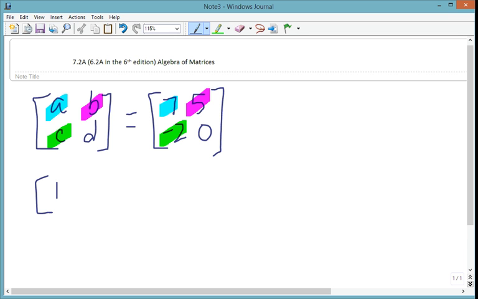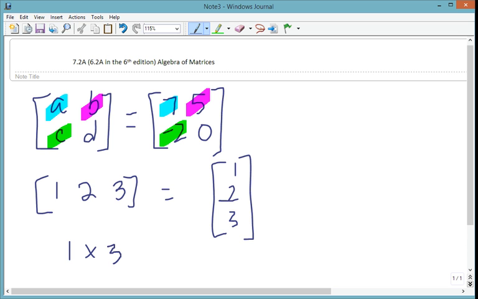If I have two matrices that are not the same size, right? So this one is a 1 by 3, this one is a 3 by 1. They're not the same. They can't be equal. It doesn't make any sense. There's no way they can be equal. They have to be exactly the same shape and size.